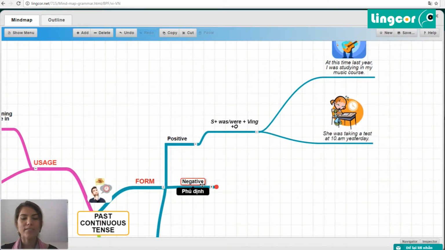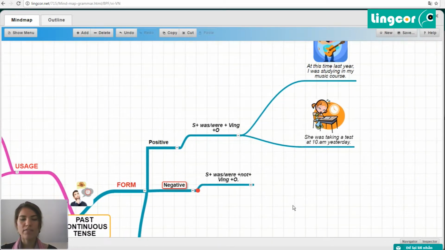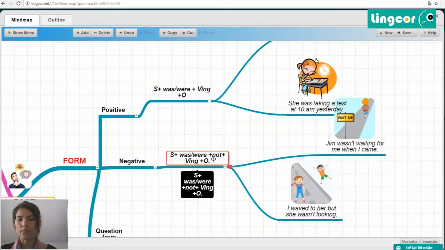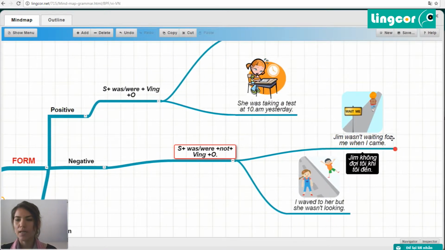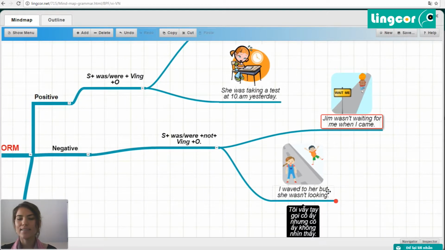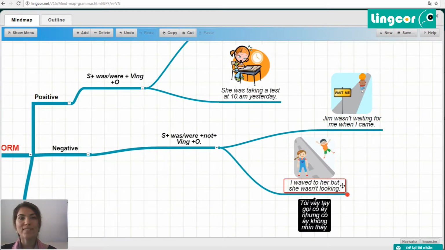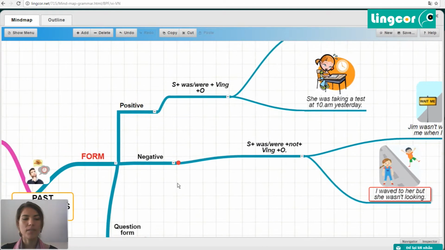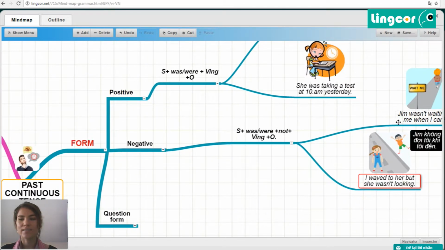Now let's look at some negative sentences. The form of a negative sentence is subject plus was or were plus not plus verb ing plus object. For example, Jim wasn't waiting for me when I came. And I waved to her, but she wasn't looking. So as you can see, we have two examples of sentences in the negative form of the past continuous tense.